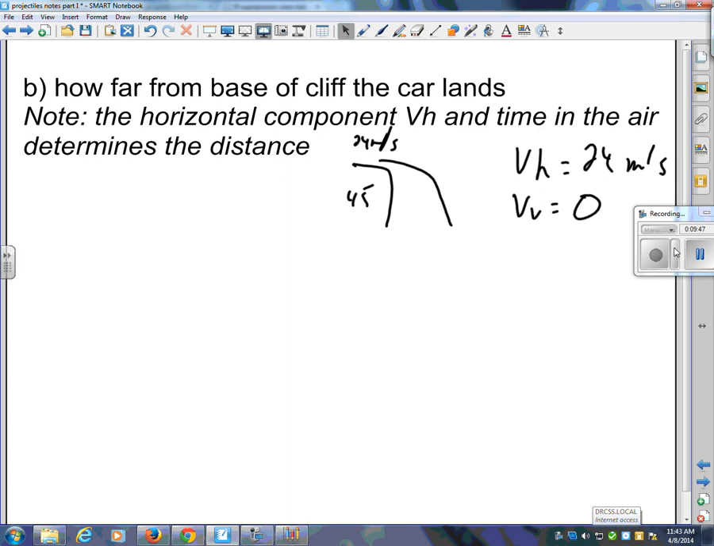Note that the horizontal component v_H and the time in the air determines the distance. We're asked how far from the base of the cliff. This is known as the range. What formula would I use?